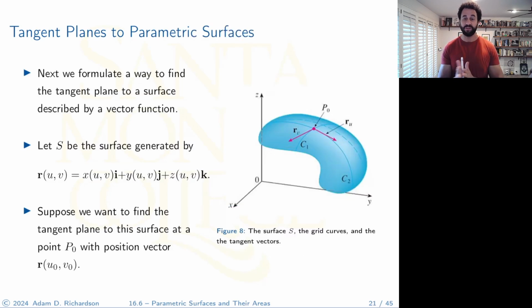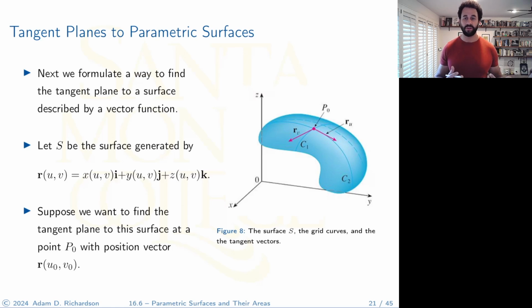Now let's talk about tangent planes to parametric surfaces. This one is nice because you can probably guess how to do it. We've seen this kind of technique before, and we are going to see it again later in this section and also in the next section, 16.7. So what we would like to do is find a way to compute a tangent plane to a surface that is described by a vector function, described parametrically.